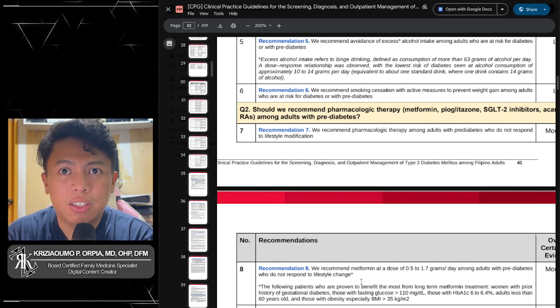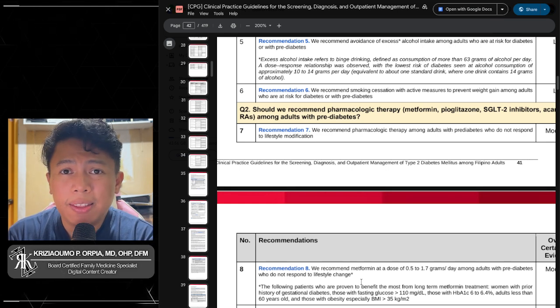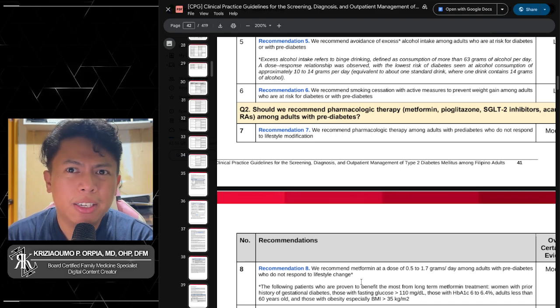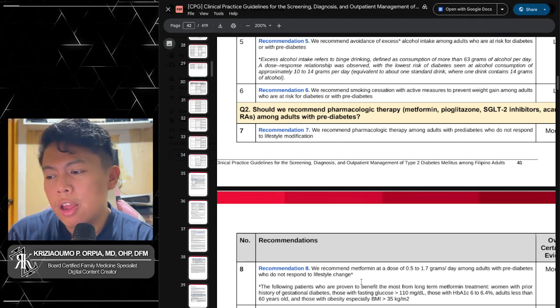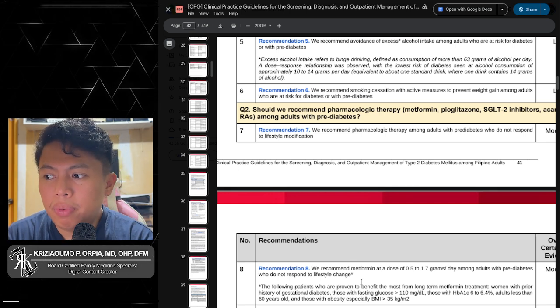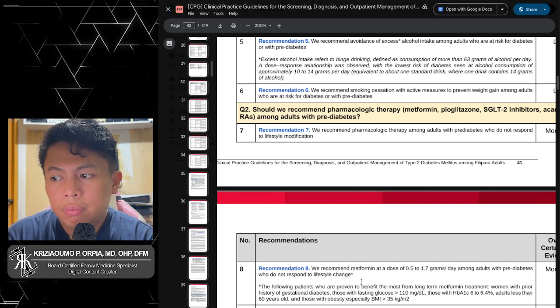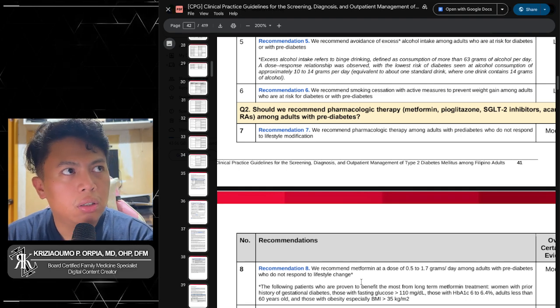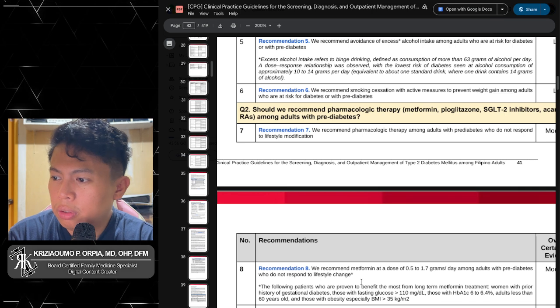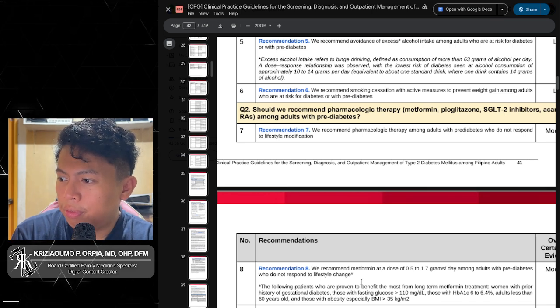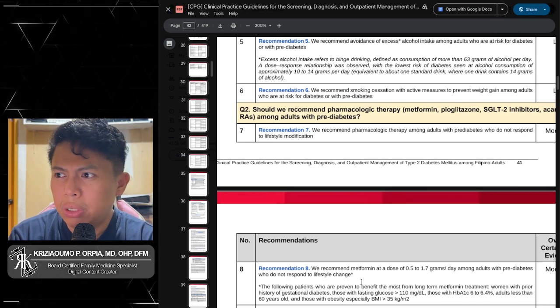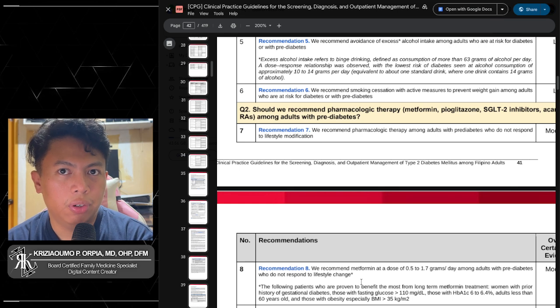So 0.5, that's 500 milligrams a day. So that's 1 tablet of metformin once a day. Pwede ka rin mag-provide ng up to 1.7. So, at least, siguro pag ganun, 1.5 o 1.7. O yun, pwedeng 3 tableta pa. So, parang technically, nagbibigay ka na rin ng gamot for diabetes.